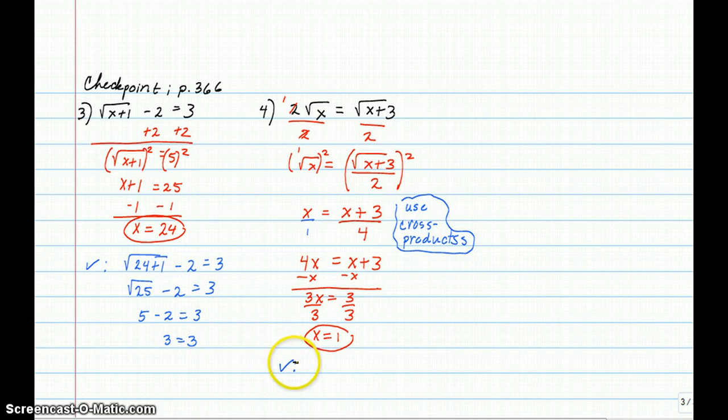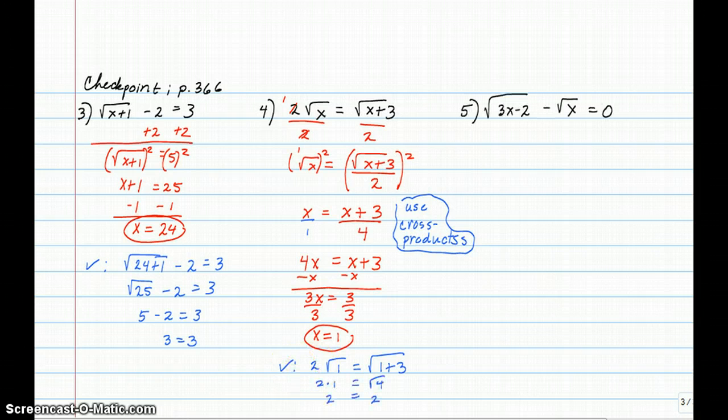Make sure we're right. And we're going to substitute this x into the original problem. So it's going to be 2 times the square root of 1 equaling the square root of 1 plus 3. Go ahead and solve that. They should come out to be equal.